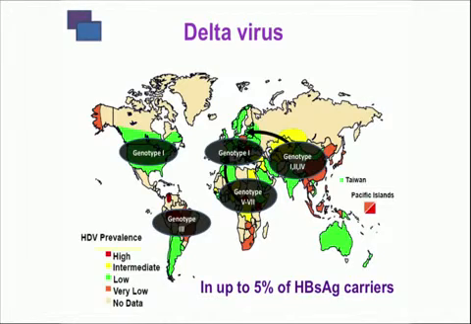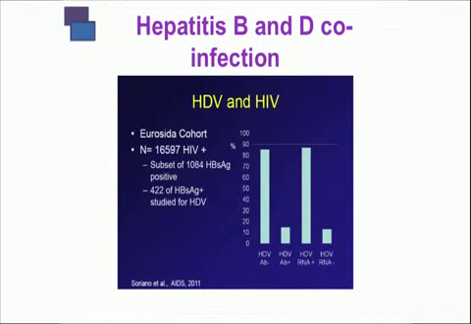We know that the prevalence of Delta virus in co-infection is very different, but maybe up to 5 to 6 carriers of the HBs antigen are also positive for DNA. A publication by Soriano shows a percentage of more or less 10%. I mean, 10% of co-infected B patients also have RNA for Delta virus.